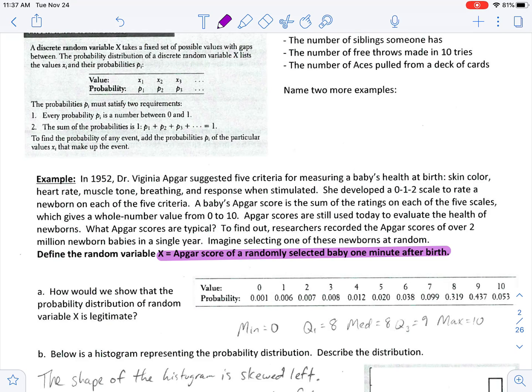So 1, it's discrete because it's integer type values, and 2, it's a random variable because the answer is a numeric value. It's not a yes or no. They didn't say, did your baby score 5 or higher, and the answer was yes or no. It was, what was the score, a numeric value.